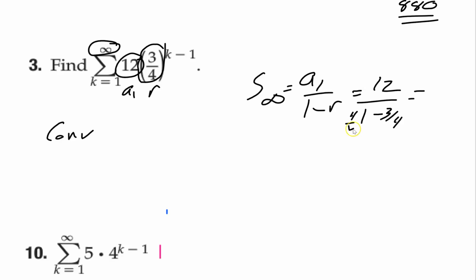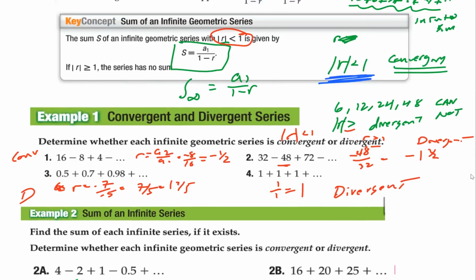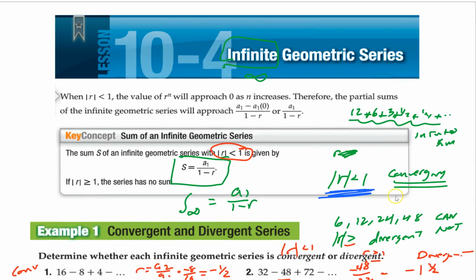Common denominator. I get 12 over 1/4. So it's 12 divided by 1/4, which is 12 times 4. So 48. And that's how simple it is. Infinite sum is usually one of the easier things to do. Only you've got to make sure that r is less than 1. If it's bigger than 1, you can't do it. No solution. That's even easier. So that's all it is. And that's it.